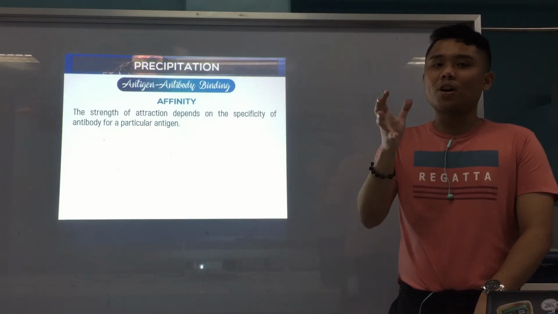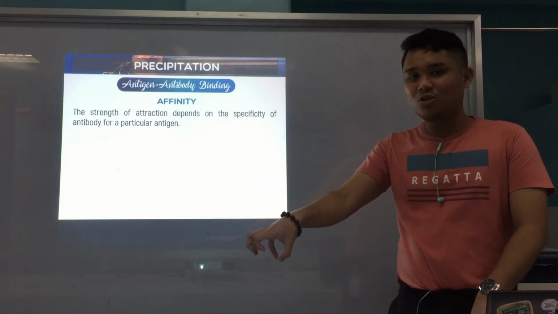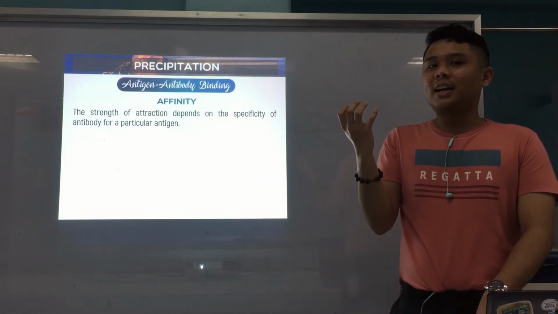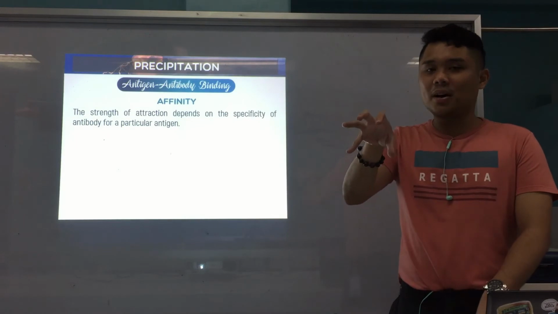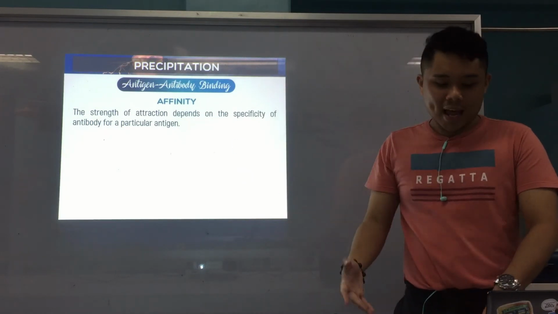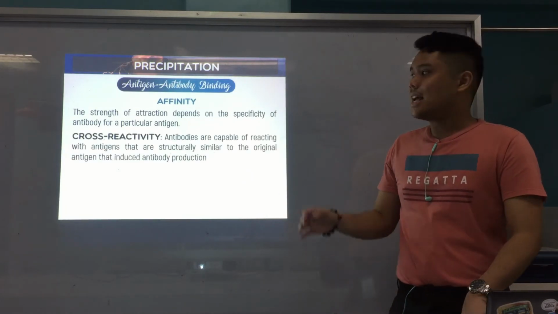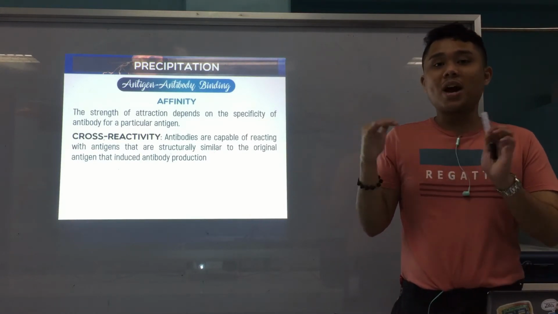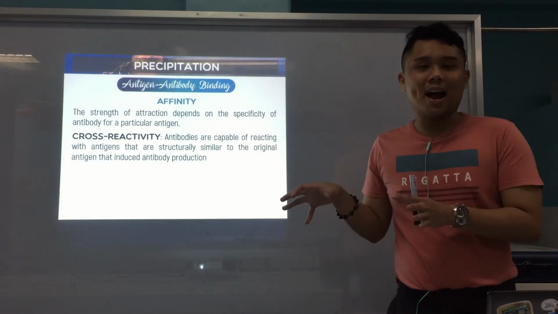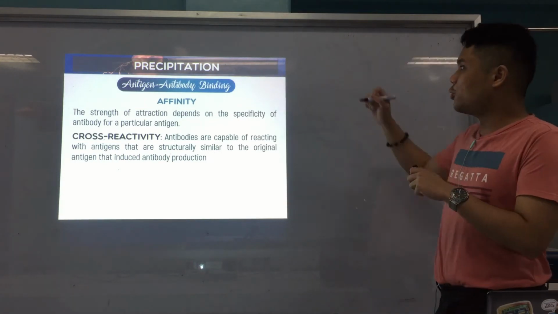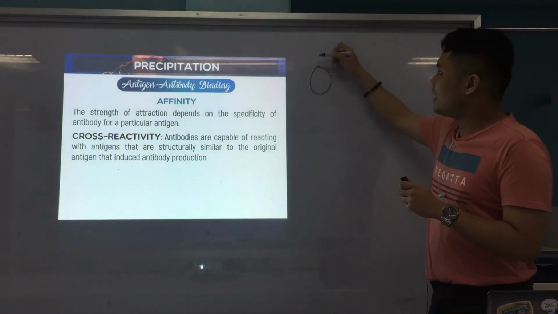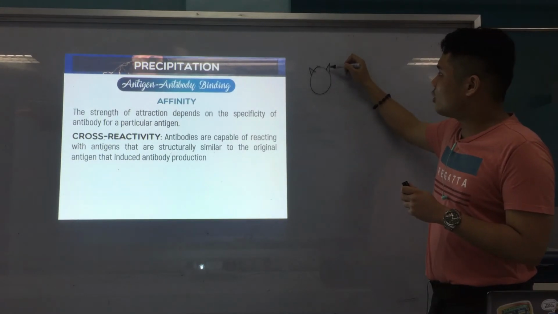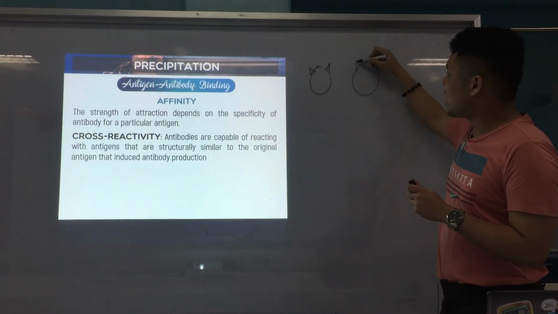So if, for example, your antibody is really made for that antigen, all right? So it's really stronger. That antibody is really for that. It's really specific. But we have what we call cross-reactivity. Cross-reactivity: some antibodies are capable of reacting with other antigens that are similar, but not exact. So for example, you have two antigens, the first with its epitope, and another antigen with a similar epitope.